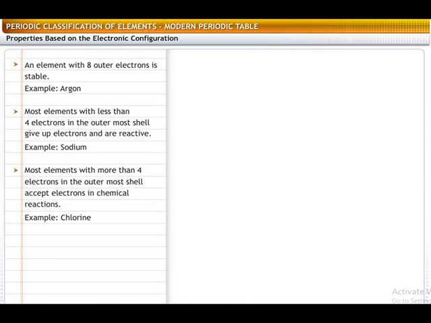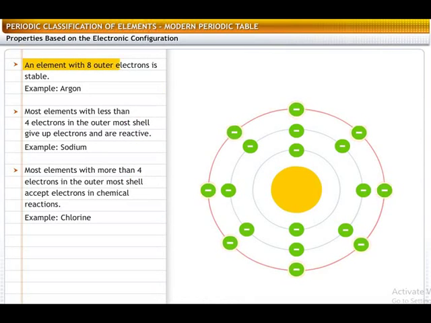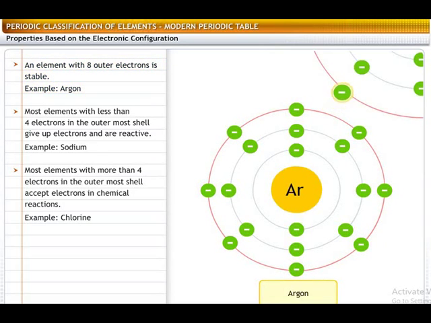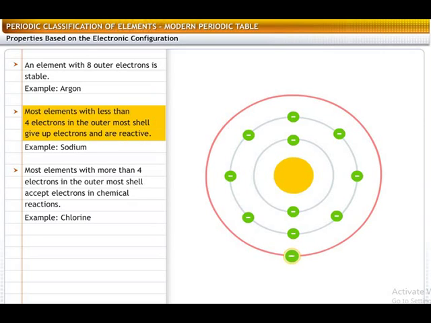Normally, elements show the following properties based on their electronic configuration. An element with 8 electrons in the outer shell is stable and does not normally enter into chemical reactions. For example, argon is an inert gas and does not react with other elements. However, if the outer shell has less than 4 electrons, the elements are reactive and give up electrons in chemical reactions.